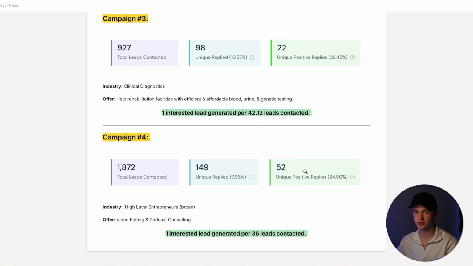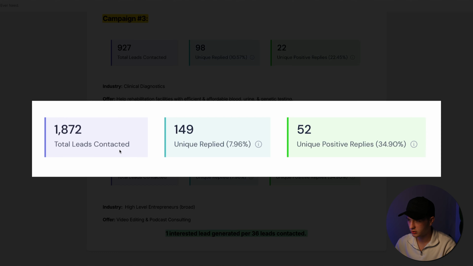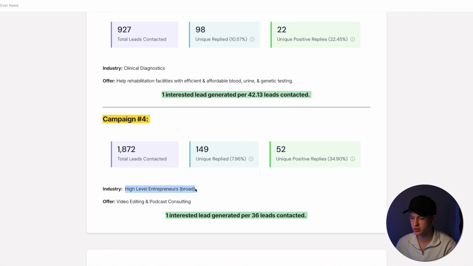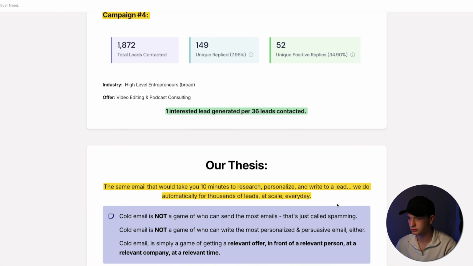And then lastly, just so you know what to expect, 1,872 leads contacted, 149 unique replied leads. So that's about an 8% reply rate. And then 52 positive responses, which is a 35% reply rate. And this was targeting high-level entrepreneurs, so it was a very broad campaign, and we were just offering them video editing and podcast consulting. That's the type of offer, and this came out to be one interested lead generated for every 36 leads contacted. Those are some campaign results.